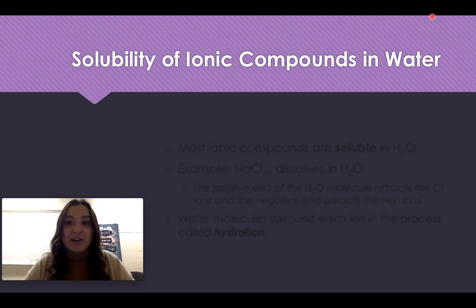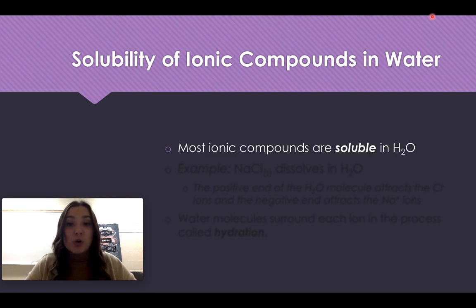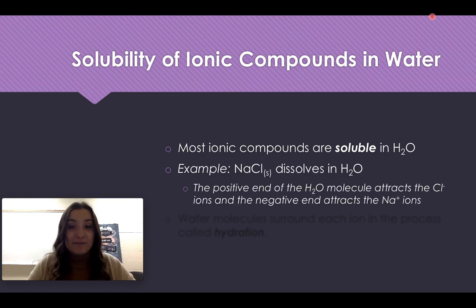So now let's look at the solubility of ionic compounds in water. Most ionic compounds are soluble in water. My example is sodium chloride, table salt, which dissolves in water. The negative end of the water molecule attracts the sodium ions, and the positive end attracts the chloride ions. We know opposites attract. So that means our chloride ions are going to be attracted to our hydrogen atoms, and our positive sodium ions are going to be attracted to our oxygen atoms in our water molecule.